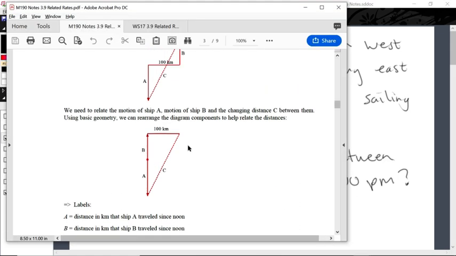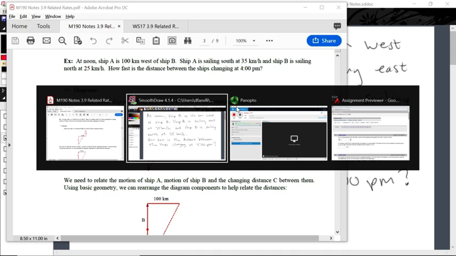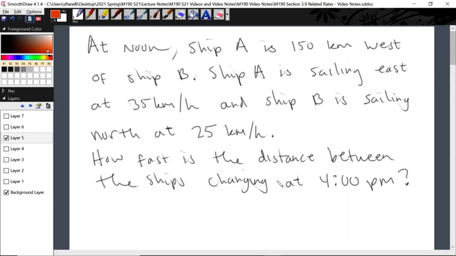So it's almost the same exercise. It's just they're starting out at 150 kilometers apart instead of 100 kilometers apart. And ship A, instead of sailing south, is going to be sailing to the east, while ship B is still going to be sailing north. Otherwise, we're still asked the question, how fast is the distance between the ships changing at 4 p.m.?